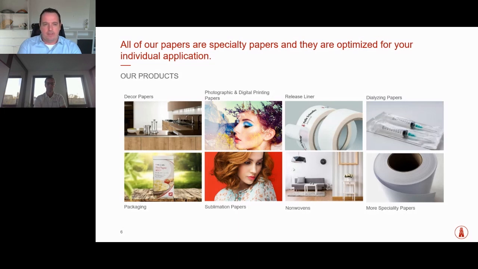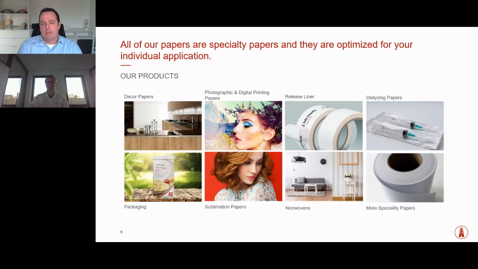Then we have 3 smaller segments. One is the packaging paper. In the past, it wasn't packaging that was used, it was more films. But as everything is going a little bit greener, companies now try to change from film products to paper products, and that's what we are jumping into in the market.